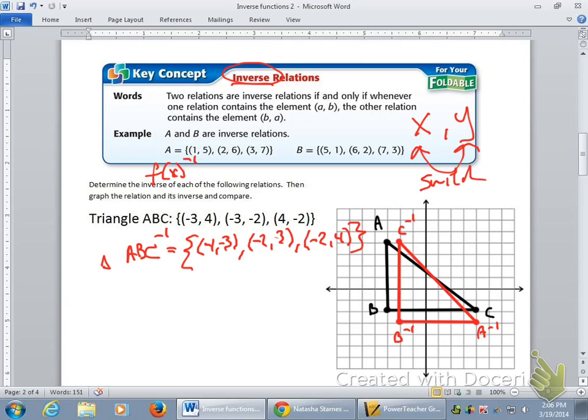Okay, they are both right triangles. Do you think they're the same triangle? No. By the same, I mean the same size. Count the sides, they are. Count the distance from A to B, and then A inverse to B inverse. They should be the same distance.